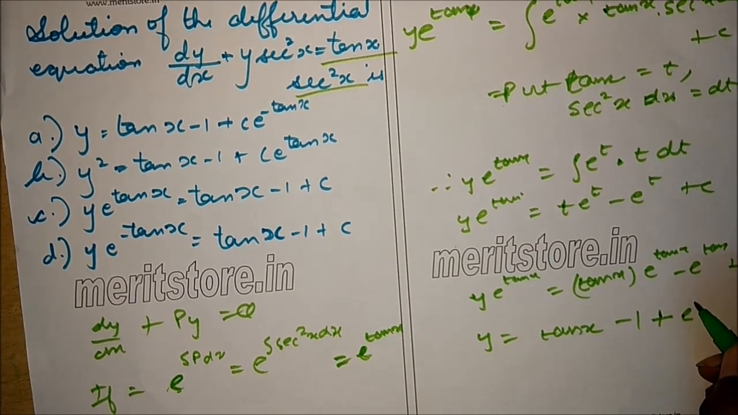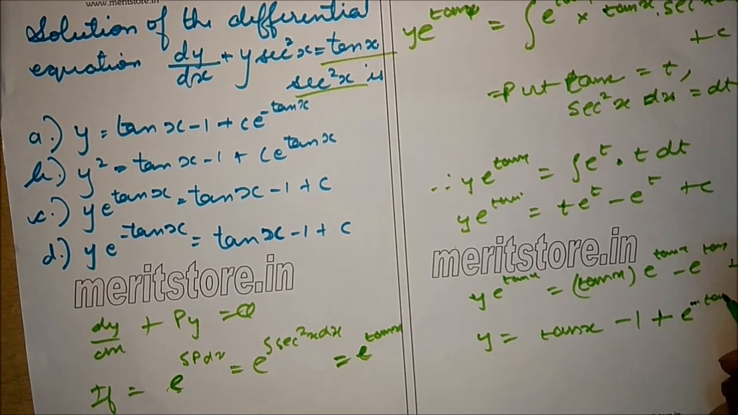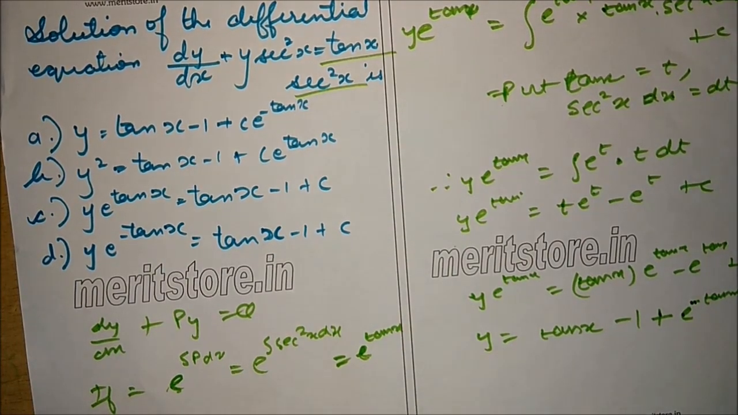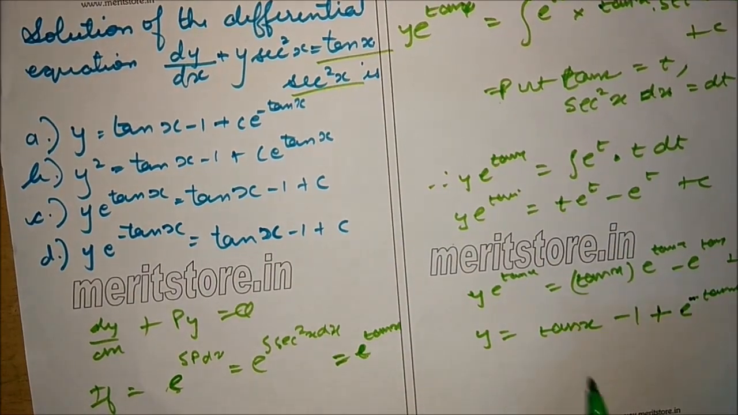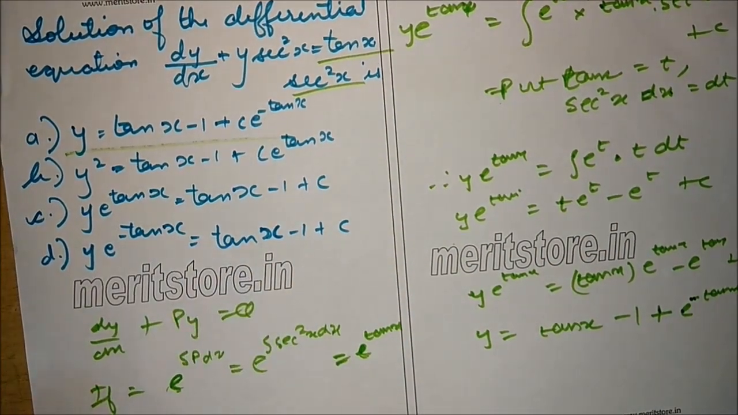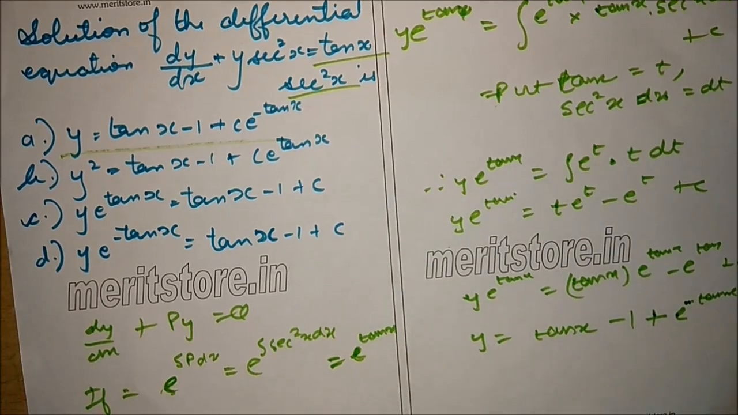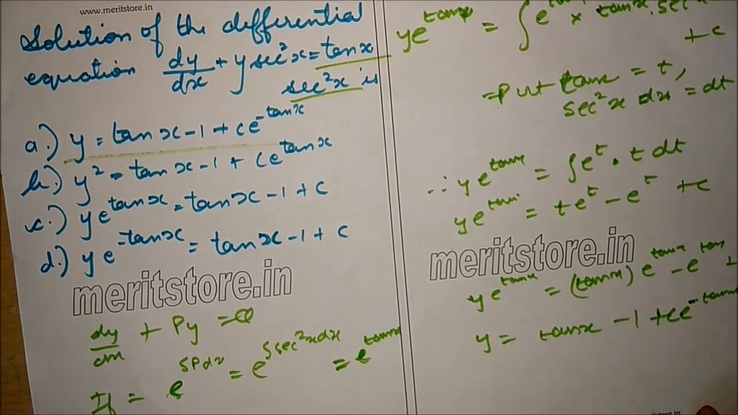So divide throughout by e raised to tan x, we get y equals tan x minus 1 plus c into e raised to minus tan x. So comparing with the options, the answer is A, y equals tan x minus 1 plus c into e raised to minus tan x.